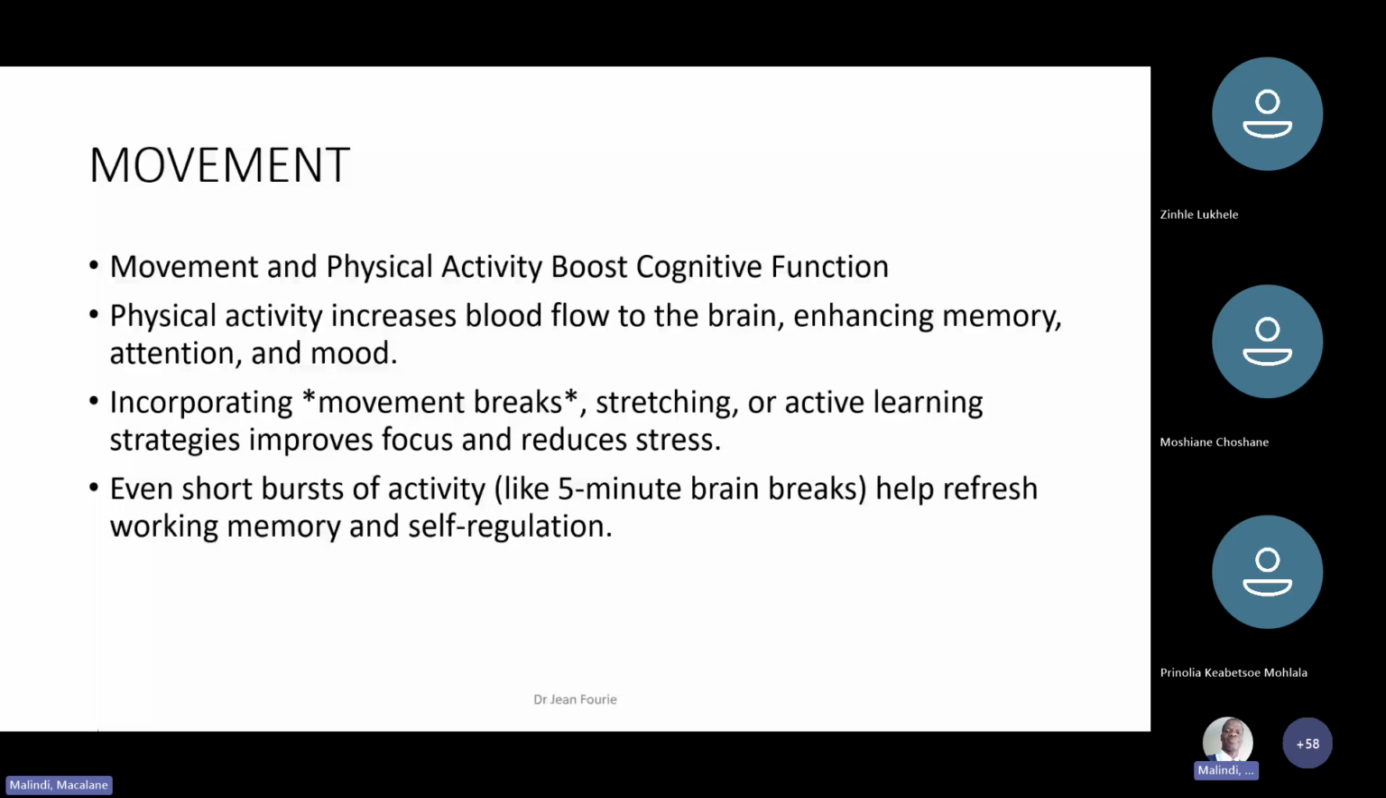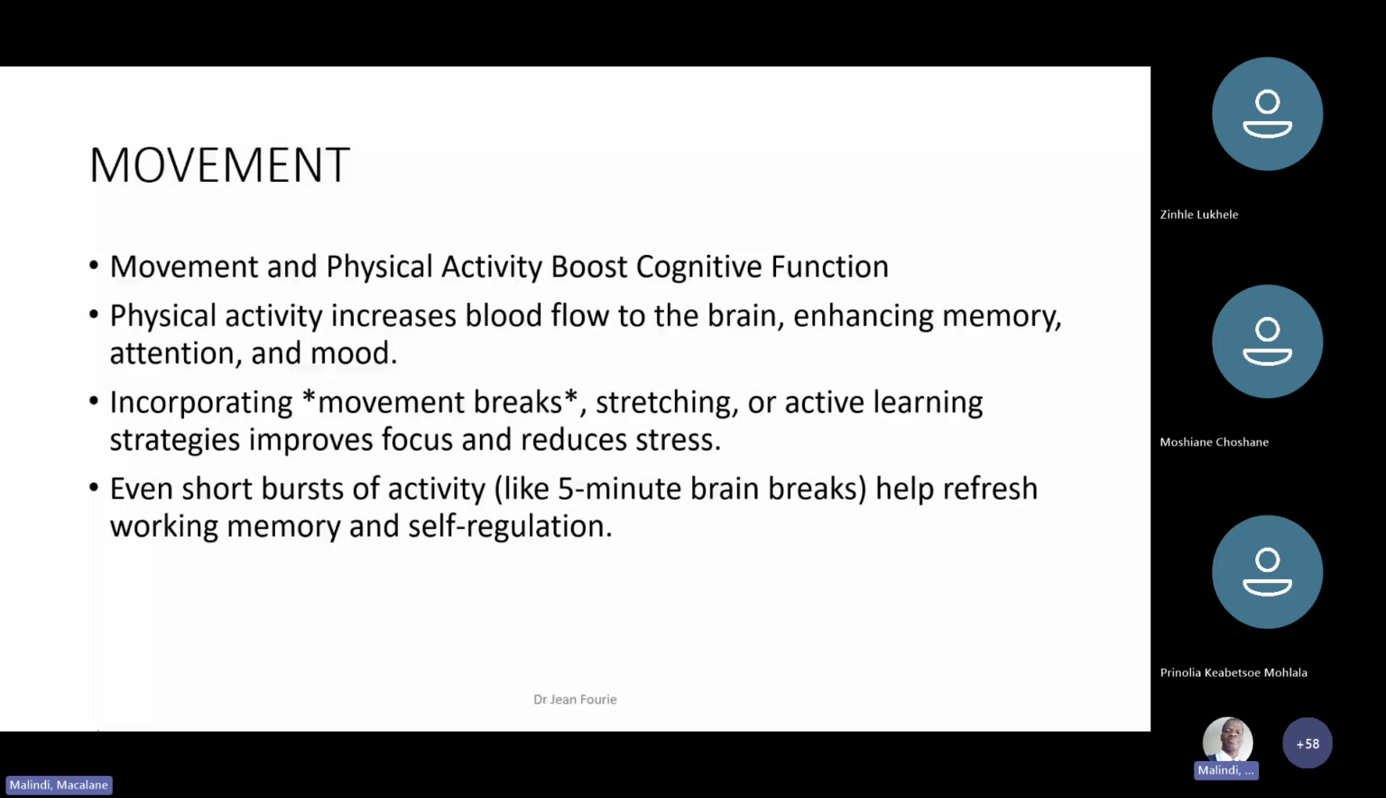Another aspect that we need to consider regarding brain care is this idea that we need to move. Movement and physical activity have been shown to have a very strong impact on cognitive functioning. So if we do not move enough, we are unable to keep our thinking processes active. What happens when we are physically active and moving a lot is that we have increased blood flow to the brain, and so the neurons are able to function adequately.